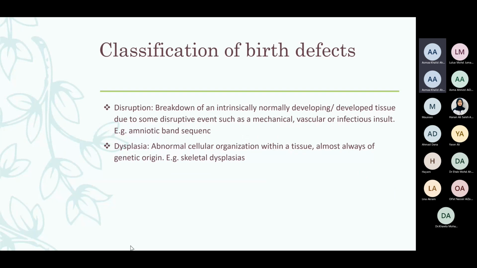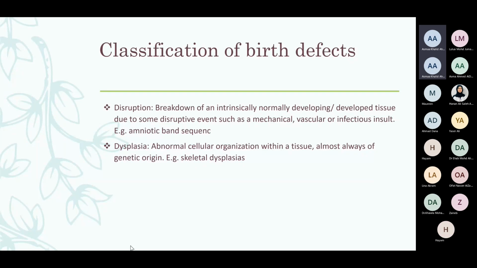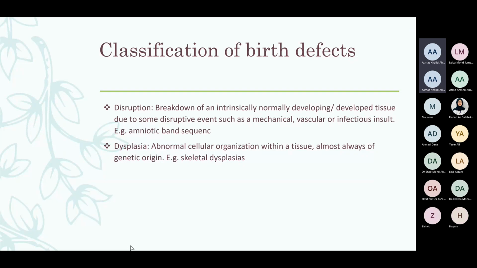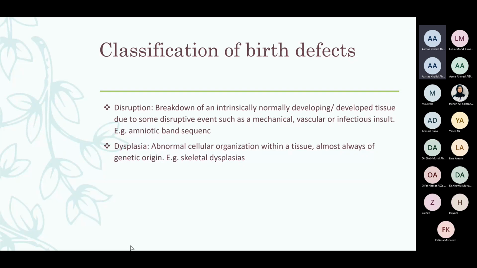Now, the other one is disruption. It's usually the breakdown of an intrinsically normal developing or developed tissue due to some disruptive event, whether mechanical, vascular, or infectious, something like amniotic band sequence. So you will sometimes have loss of organs. Dysplasia in general is abnormal cell organization, and this is something like skeletal dysplasia.